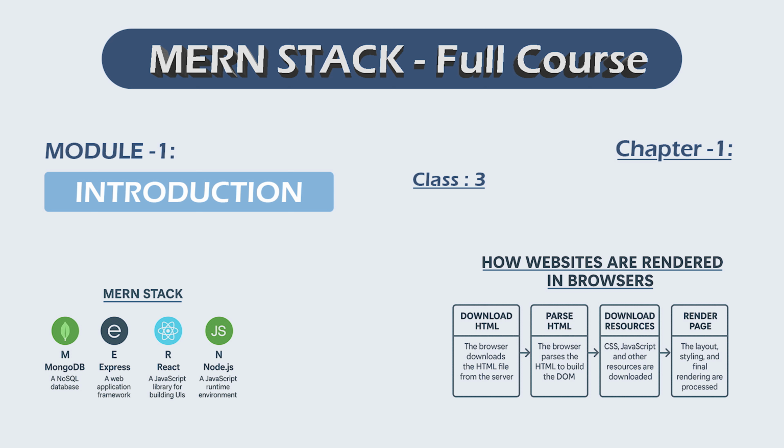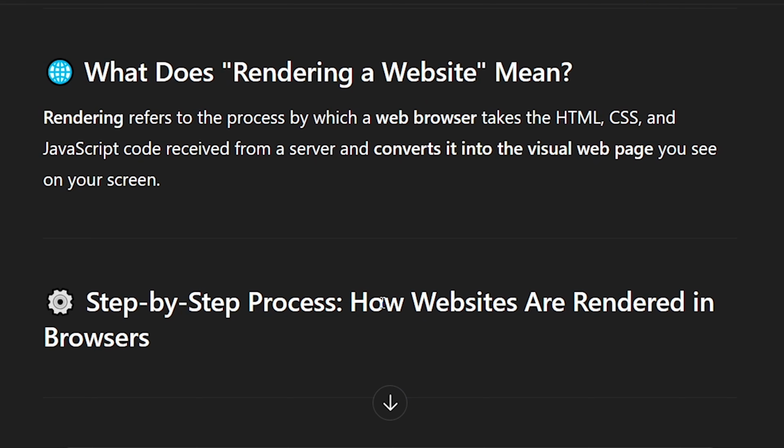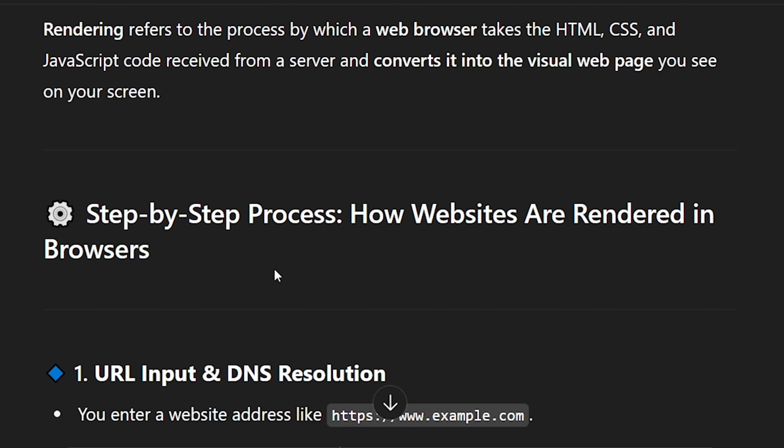How websites are rendered in web browsers, step by step, from the moment you type a URL to when you see a fully loaded web page. What does rendering a website mean? Rendering refers to the process by which a web browser takes the HTML, CSS, and JavaScript code received from a server and converts it into the visual web page you see on your screen.